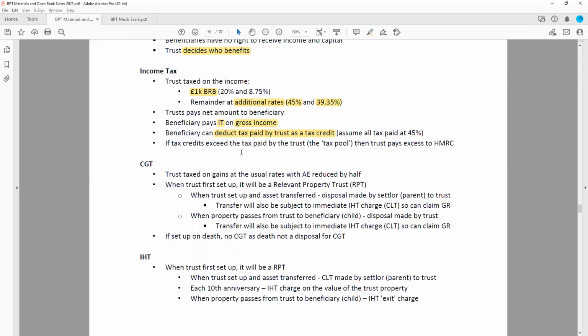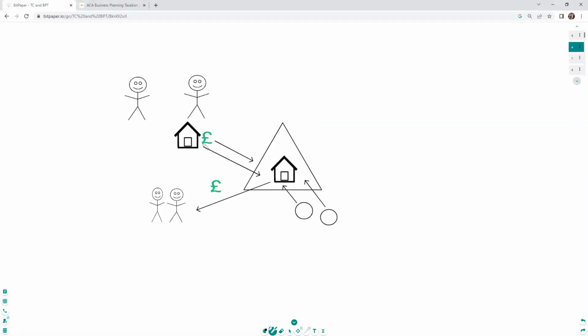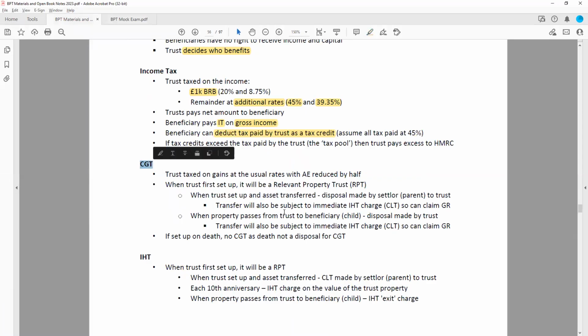So a few other points to note as well. We said when the trust is first set up, for CGT, it would be a relevant property trust. So when it was set up and the assets were transferred, at the time when the assets are transferred, that will be a gain for CGT, but there'll be gift relief if there's also an IHT charge, which is what we saw there. Now, if the trust were to sell the assets, it would be taxed on those gains at the usual rates of CGT, but the annual exemption will be reduced by half.